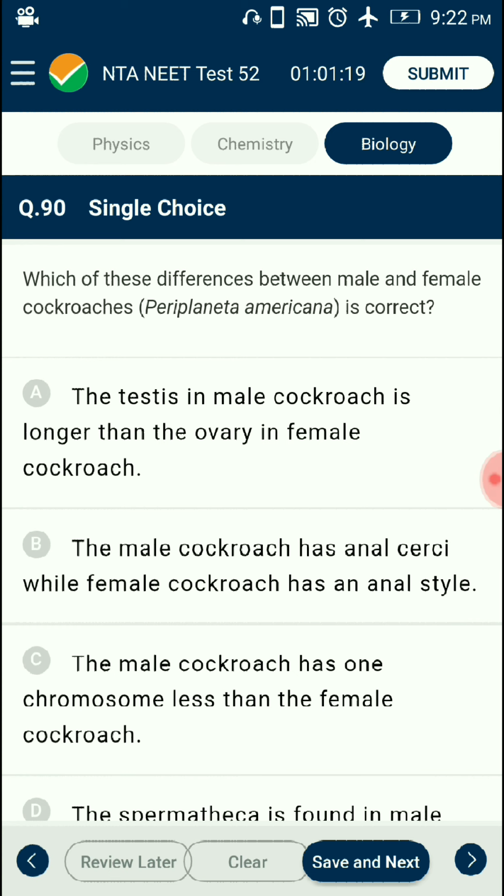In both the sexes, the 10th segment bears a pair of jointed filamentous structures called anal cerci. A pair of spermatheca is present in the 6th segment of female cockroach, which opens into the genital chamber. Their fertilized eggs are encased in capsules called ootheca. Periplaneta americana has XX and X0 type of sex determination. Females have 34 chromosomes, that is 32 plus 2 X chromosomes, and males have 33 chromosomes, 32 plus 1 X chromosome. So the answer for this question is option C. The male cockroach has one chromosome less than female cockroach. So that is the difference between male and female cockroaches that is correct.